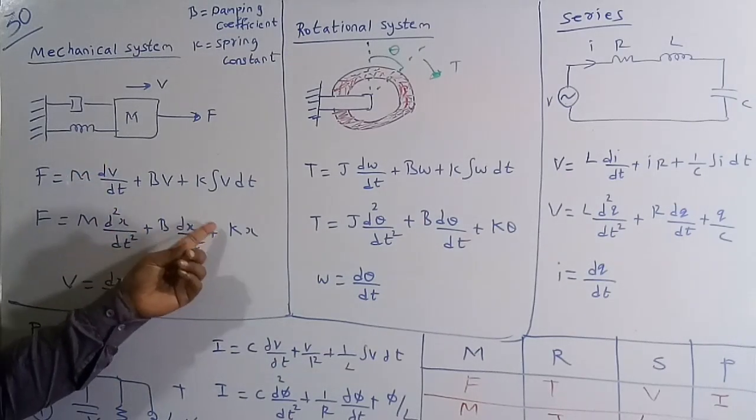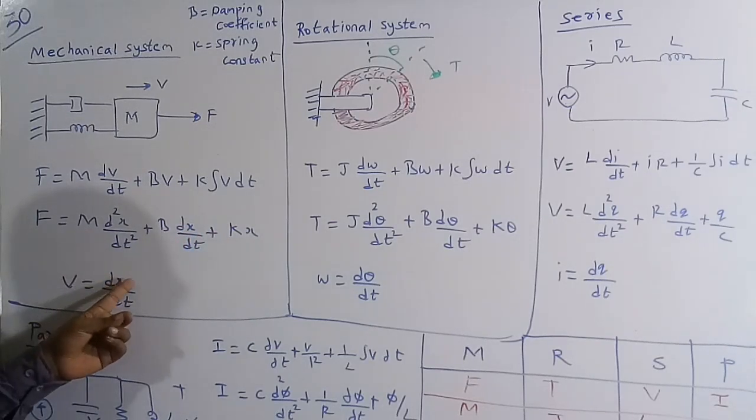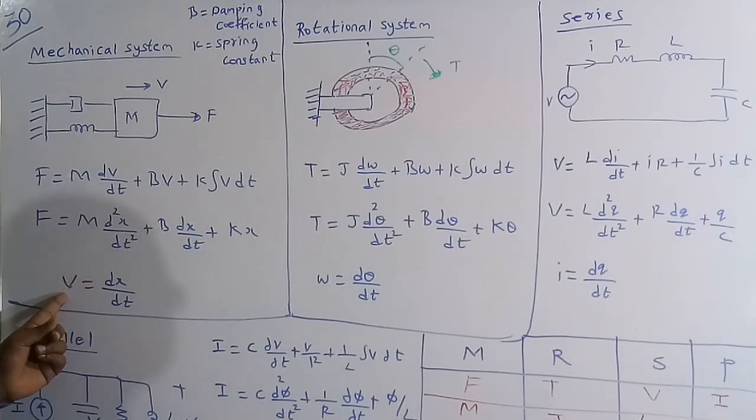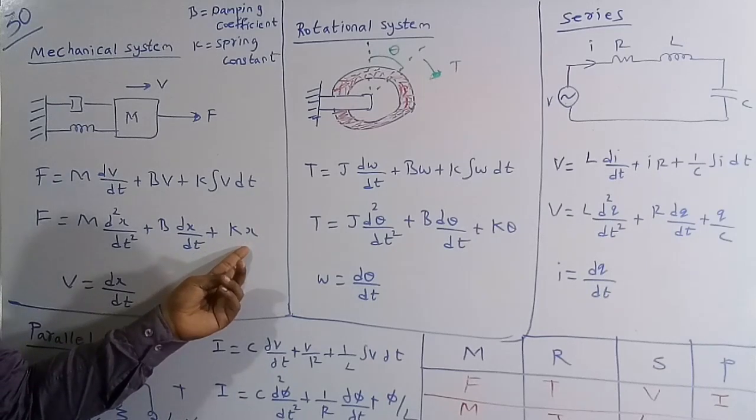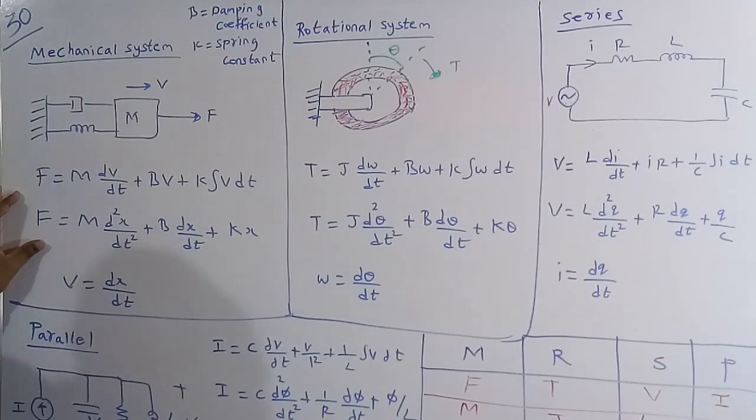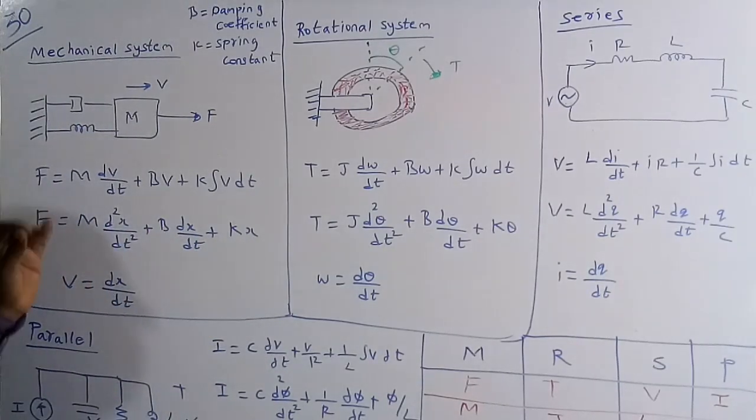So when v is the derivative of x, then x will be the integration of v. Therefore, the last term is kx. So this is the thing we are going to get, the force. This is the net expression. So we can conclude that this is the net expression for the mechanical system.